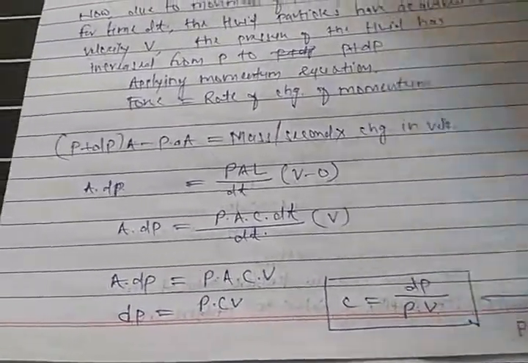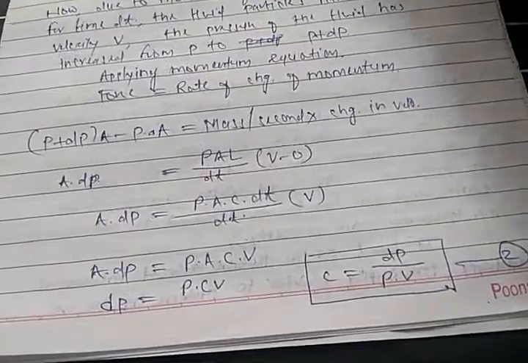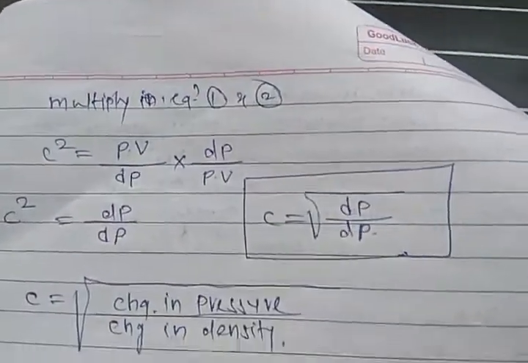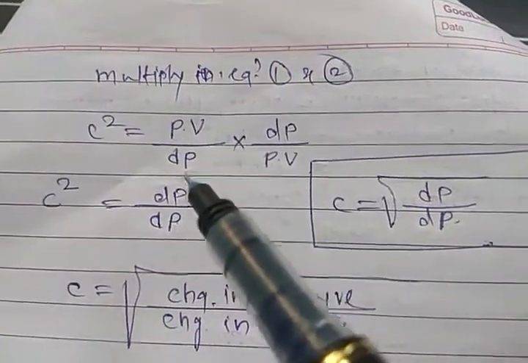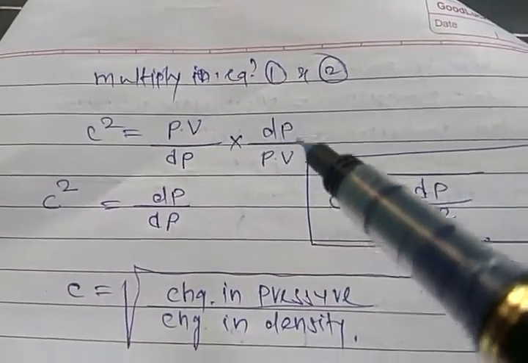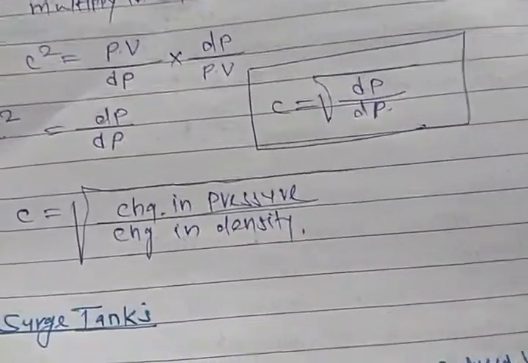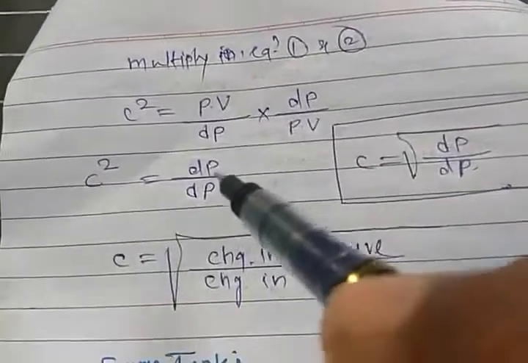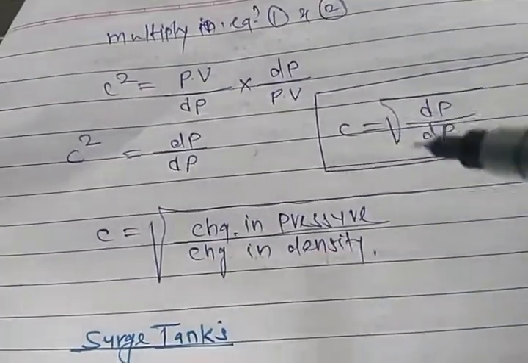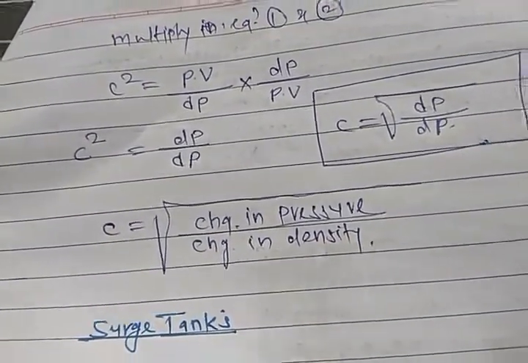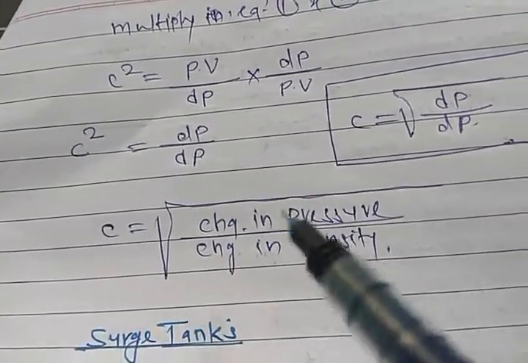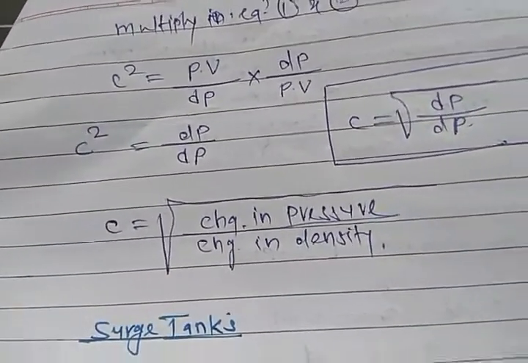Okay, I think the video is getting quite long. Multiplying equations 1 and 2, what we get? c square is equal to rho into V upon d rho into dp divided by rho into V. Finally, c square is equal to dp upon d rho, or c is equal to the square root of change in pressure upon change in density.